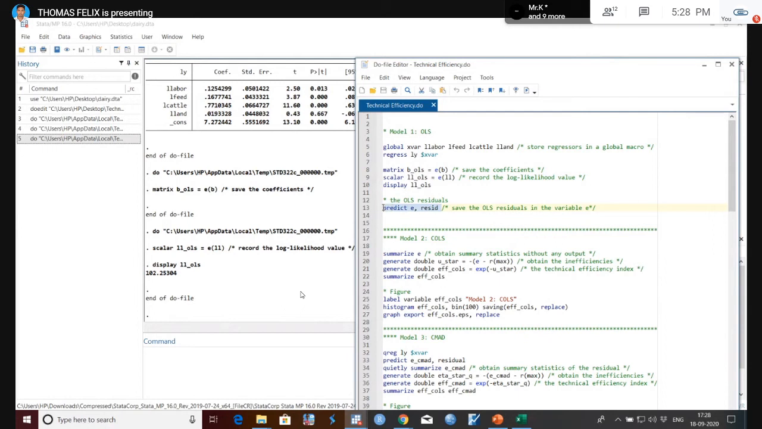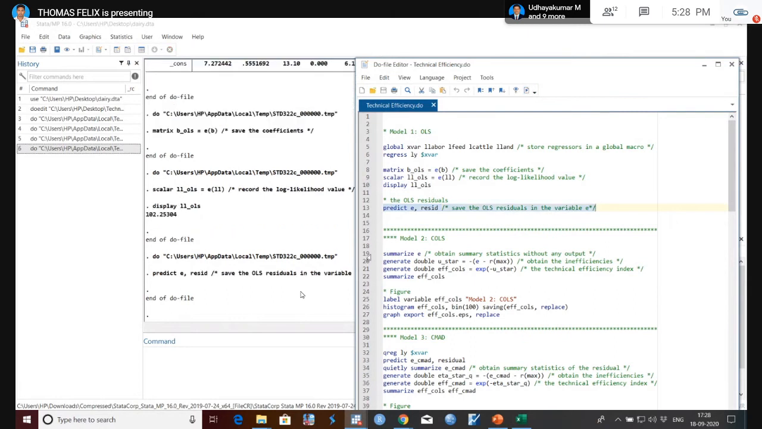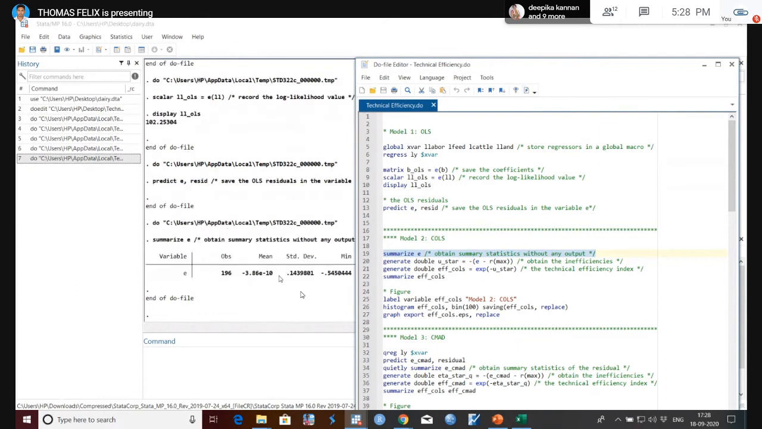As I have run the OLS, after running the OLS I have to predict the error. Basically, as I said, in the case of corrected OLS, they have assumed that all the errors are inefficiency error. So first we need to predict the error. I am summarizing the error, that is nothing but the inefficiency errors. Usually the standard deviation of the inefficiency error is 0.14.